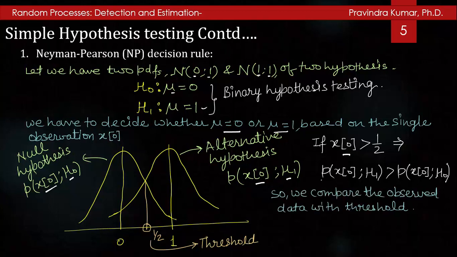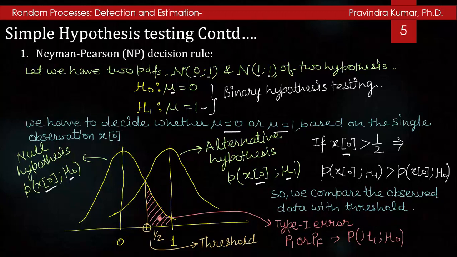So here we compare the observed data with the threshold. This shaded region denotes the type one error, which you can represent as P1, or the false alarm, meaning the probability of deciding H1 when H0 is true. And this shaded region is the type two error, meaning the probability of miss alarm, which is the probability of deciding H0 when H1 is true.